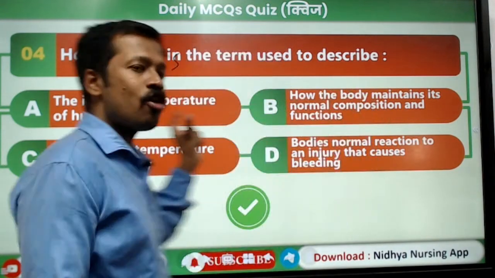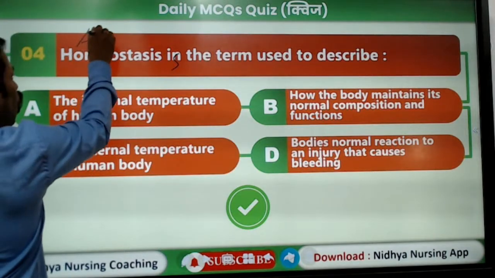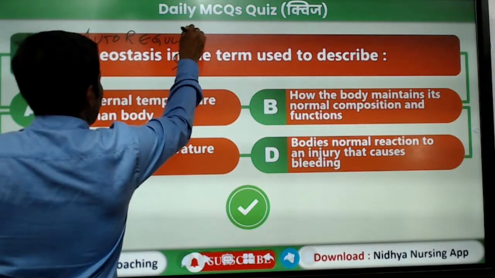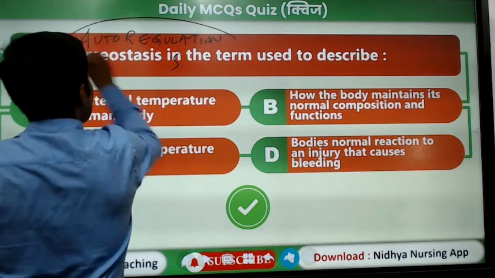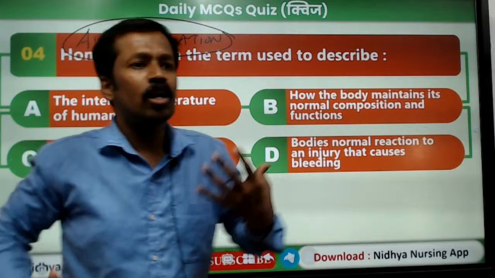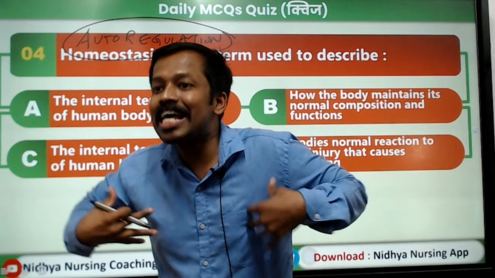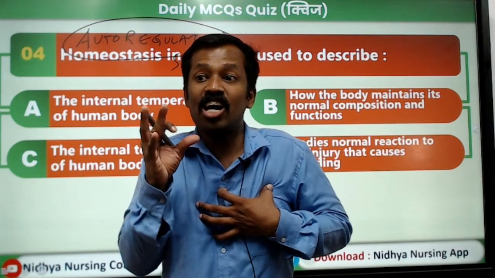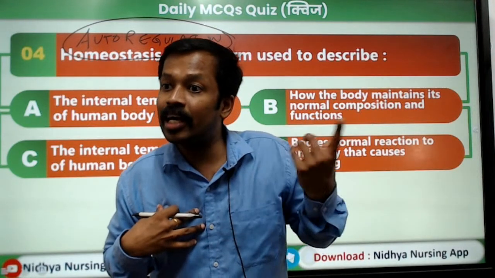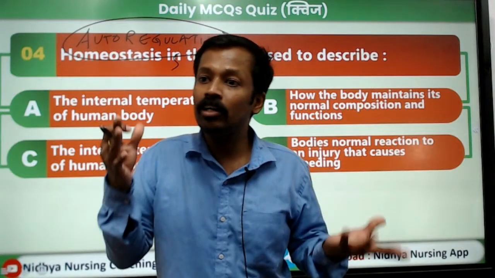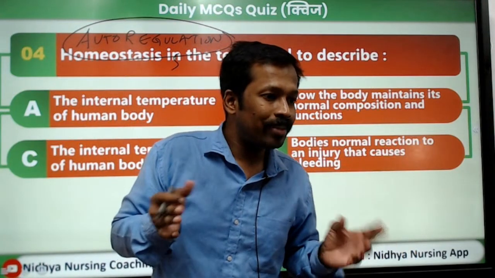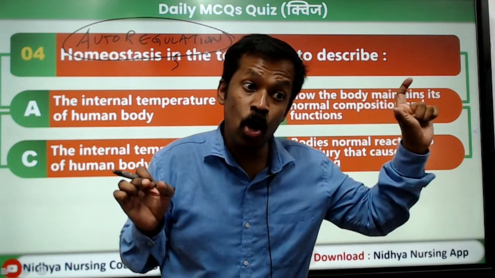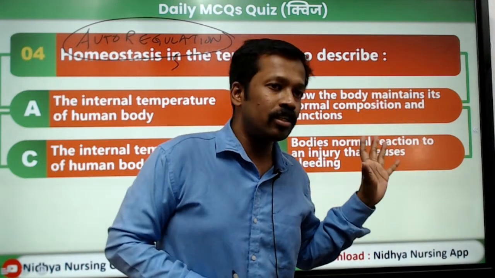See, homeostasis, we can say auto-regulation. What is meant by auto-regulation? Auto means by self. Auto-regulation. If anything changes in our body, what happens? Later the body balances it. That is what is called auto-regulation or homeostasis. Have you got it?